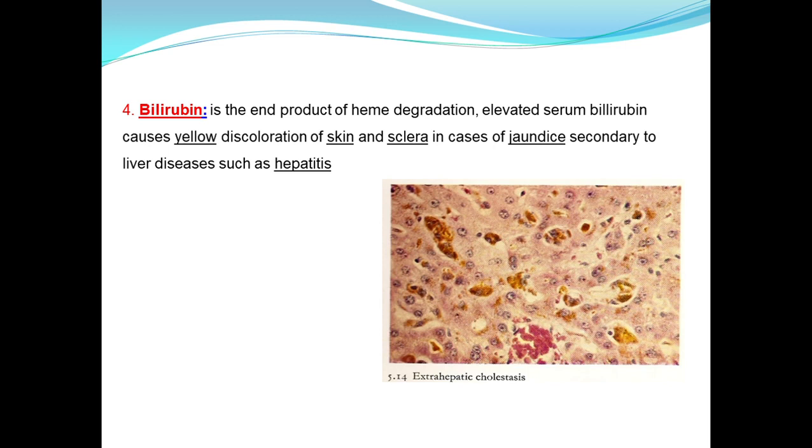Lastly, another example of endogenous pigment is bilirubin. It is the end product of heme degradation, and elevated serum bilirubin causes yellow discoloration of the skin and sclera in cases of jaundice secondary to liver diseases such as hepatitis. This is the appearance of bilirubin.